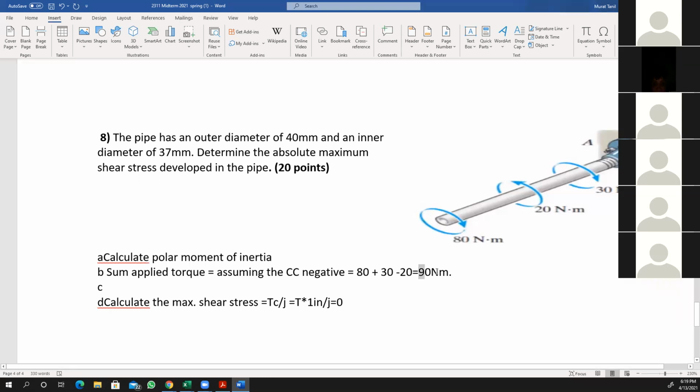so 90 Newton meters. That's what I did. Go back and check my video again. So this is your overall applied torque to your circular shaft. This is going to replace your torque number, and you can use that number to calculate the maximum shear stress.